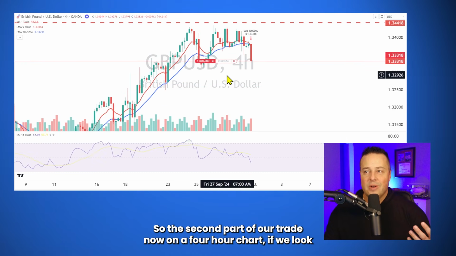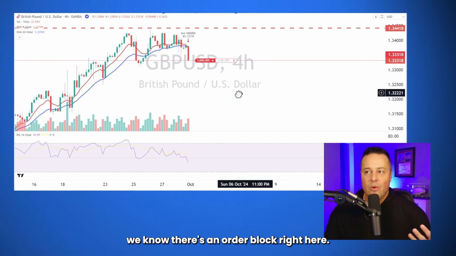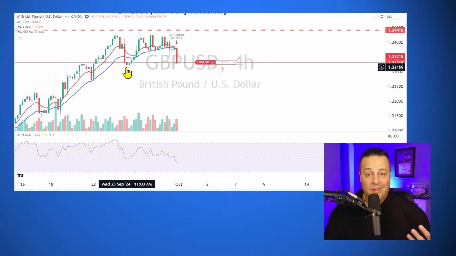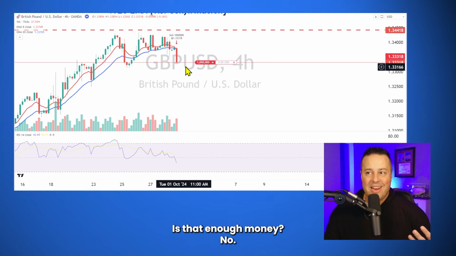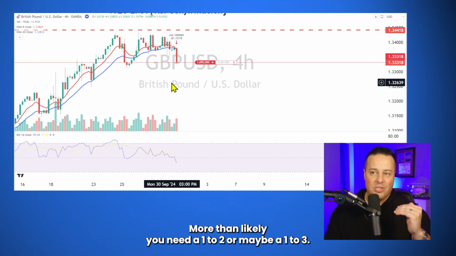So the second part of our trade. Now on a 4-hour chart, if we look at market structure, we could say, okay, we know there's an order block right here. Potentially some bidders right there. Is that enough money? No, we've got to get more out of this. At least, I would say at least a 1-to-1. More than likely you need a 1-to-2 or maybe a 1-to-3.